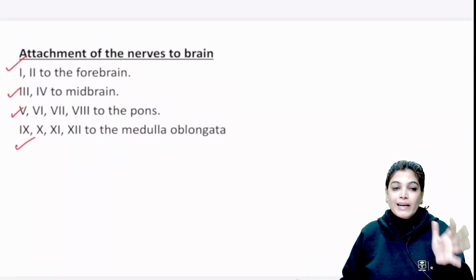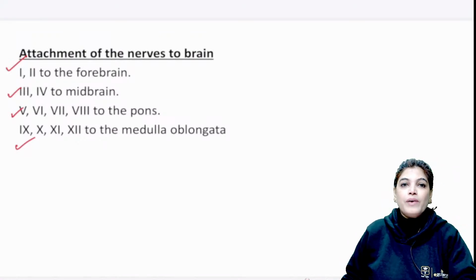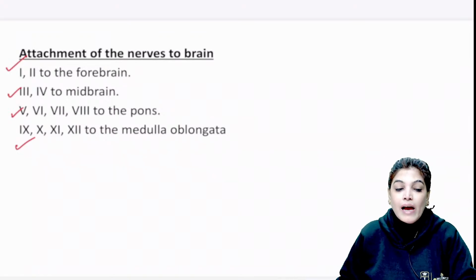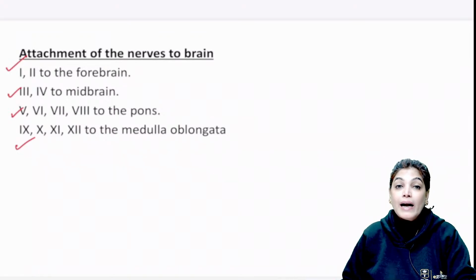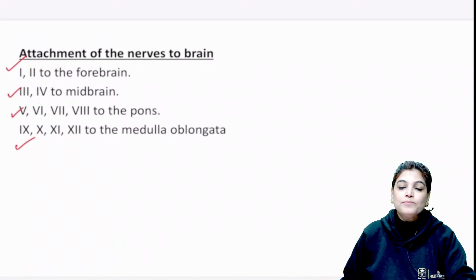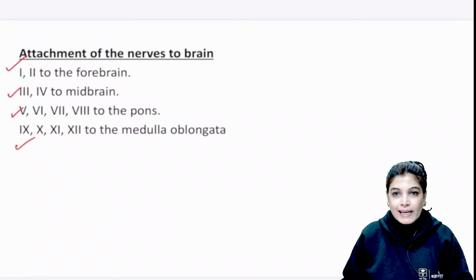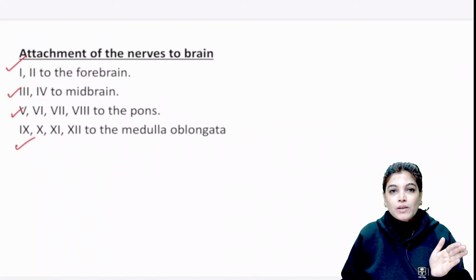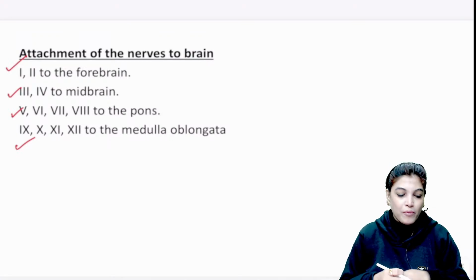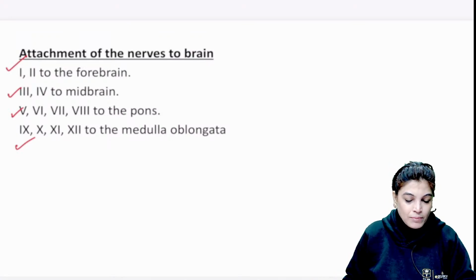Before exactly starting the embryological facts, I want everybody to know that there are 12 pairs of cranial nerves, and we have to know about the attachment of the cranial nerves to the brain parts. So what does it mean? It means that only the first and second cranial nerves are attached to the forebrain. All the rest of the cranial nerves emerge from parts of the brain stem. Got it, my dear students?